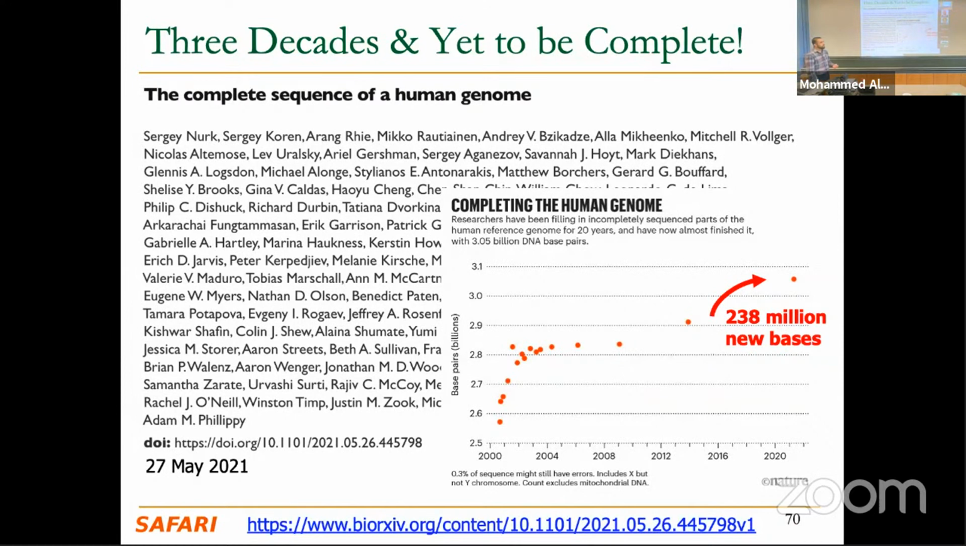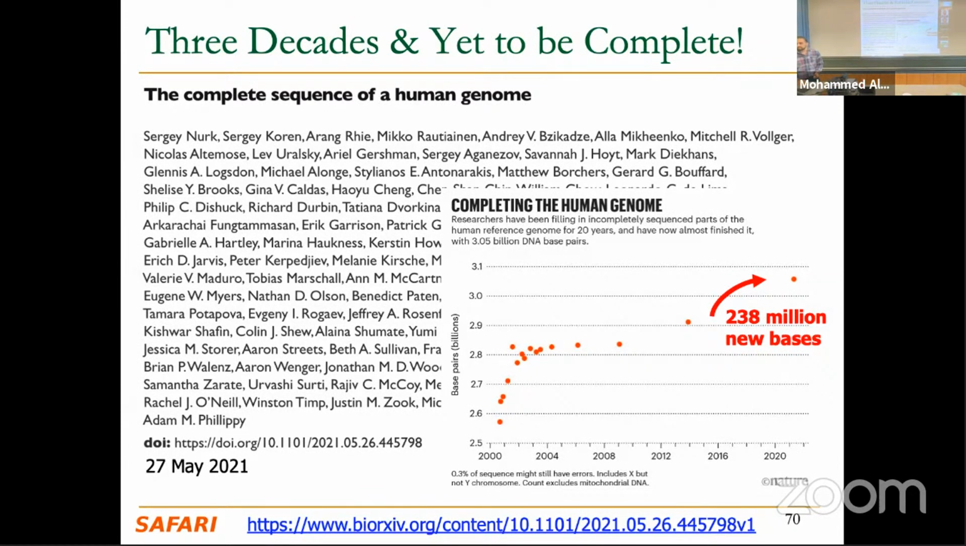This is still not complete because, for example, the Y chromosome is not complete over there as well. There are a few gaps as well. So we still do not have the complete reference genome. That is near complete.